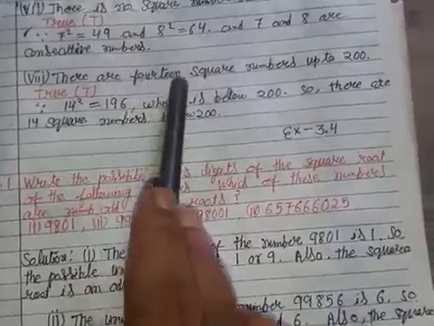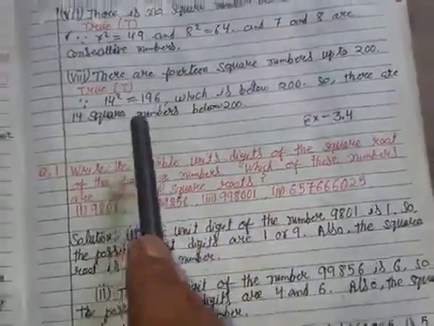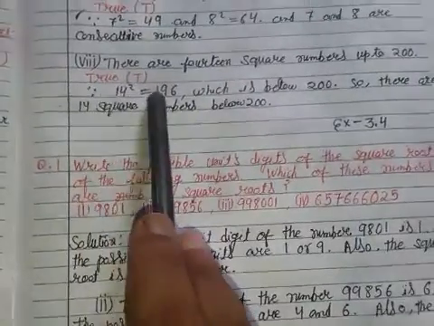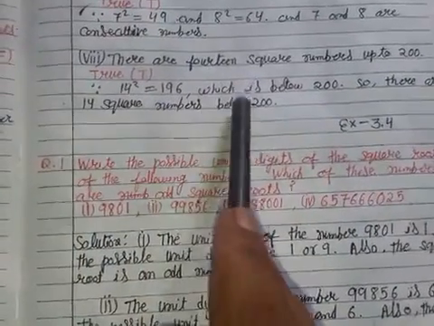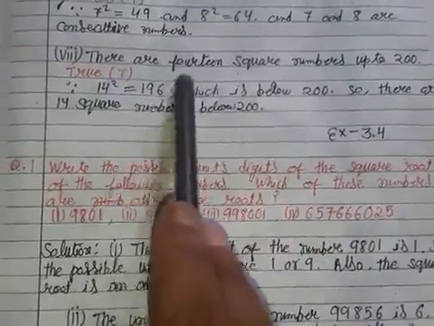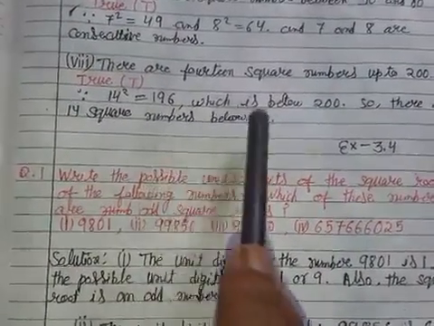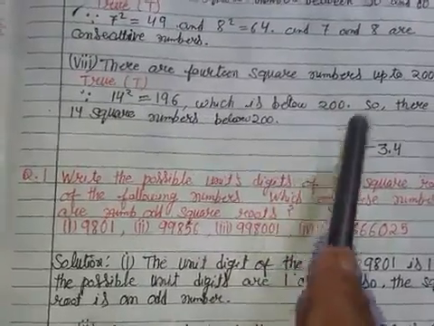Now question number 8. There are 14 square numbers up to 200. It is true, because the square of 14 is 196 and it is below 200. So there are 14 square numbers below 200.